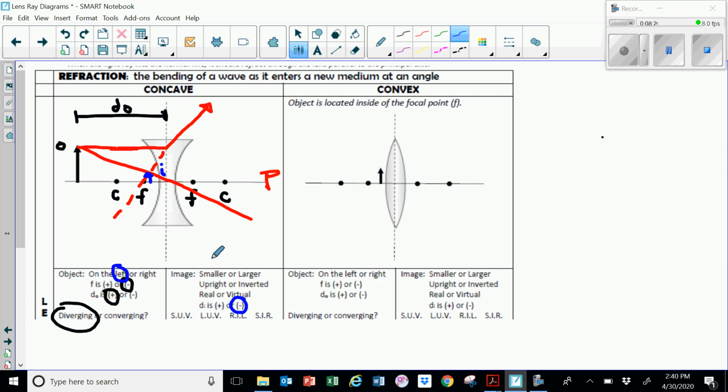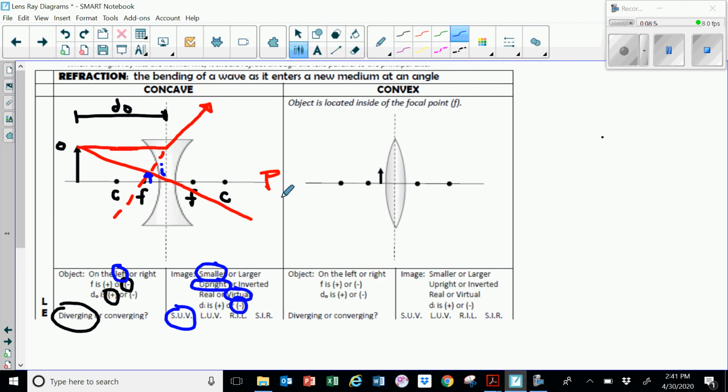Okay, so what does this image look like? Well, it's smaller than the original object. It's upright, and it's on the same side as the object itself, so it cannot be projected on a screen, so it's virtual. So if you have a concave lens and you have an object, the image it creates is always going to be smaller, upright, and virtual, or SUV.